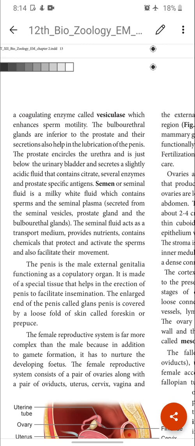And this seminal fluid provides a nutrient for the sperm and contains chemicals. This chemical protects and activates the sperm. It protects the sperm and also activates the sperm and also facilitates their movement. So these are the functions of seminal fluid. What is seminal fluid and its function, you will get as a 3 mark question.